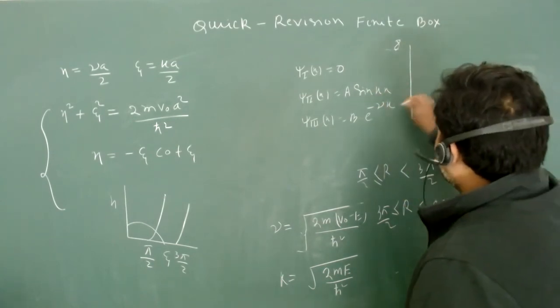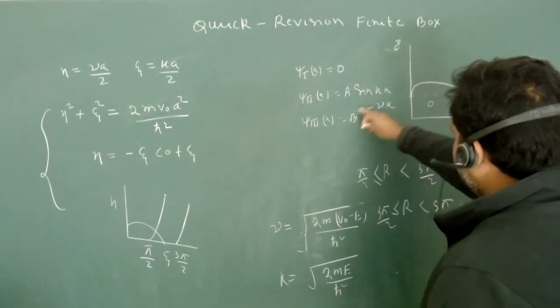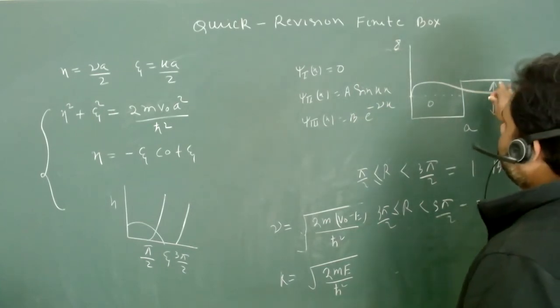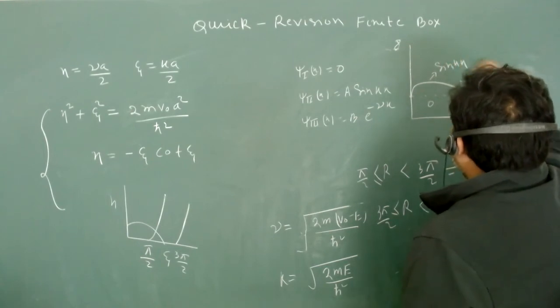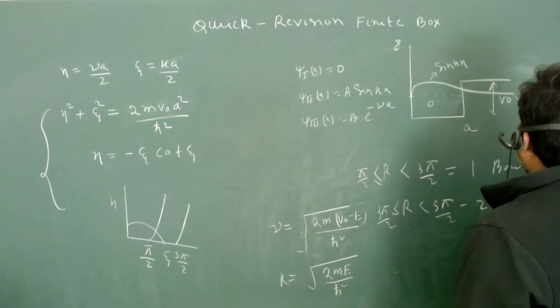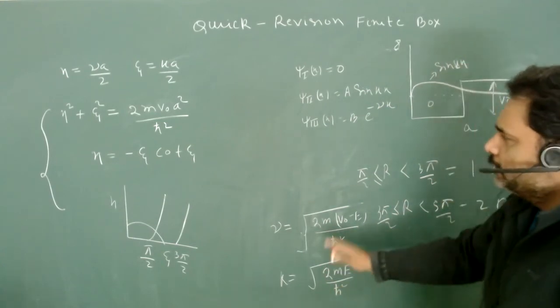And you can write the wave function. The wave function is a sine function, and there is a tunneling property: the wave function can tunnel into the classically forbidden region also. So this will be the sine wave function, and this will be the e to the power minus gamma x wave function, and this is the value of k. This k is again the same value.